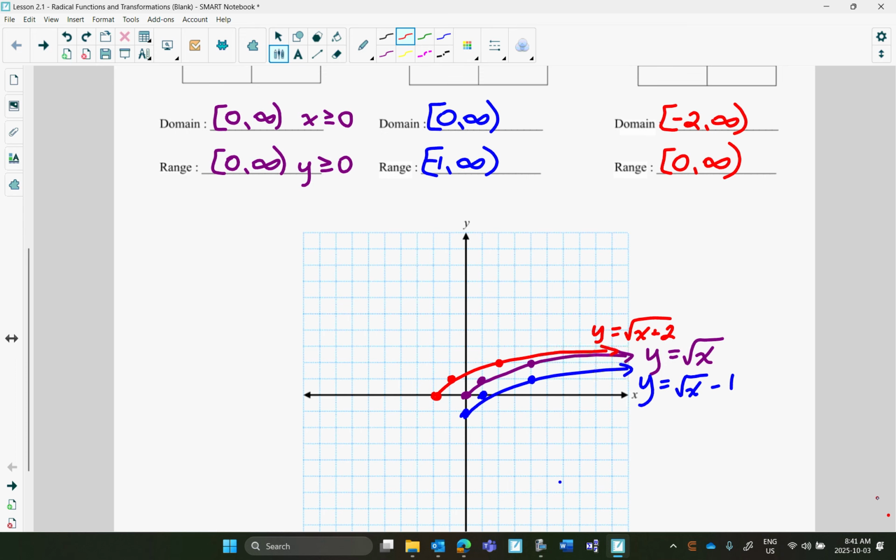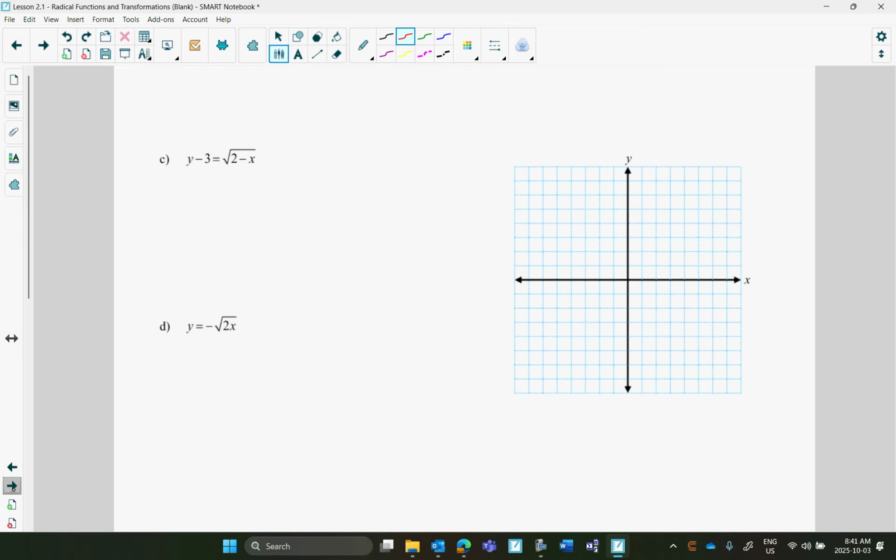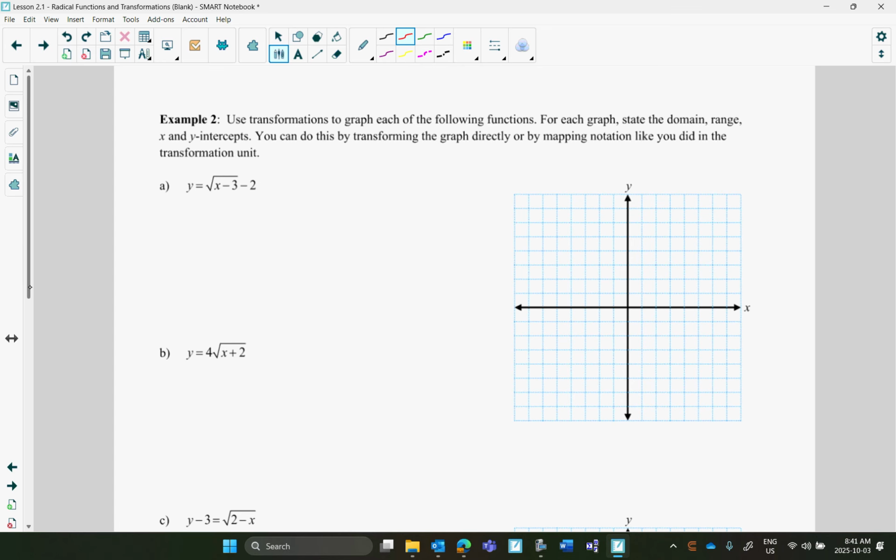Okay. Those were pretty basic transformations. Let's get a little bit more complicated. And remember, you can do this one of two ways. You can think of y equals root x and then shift that according to the equation, or we can do mapping notation.